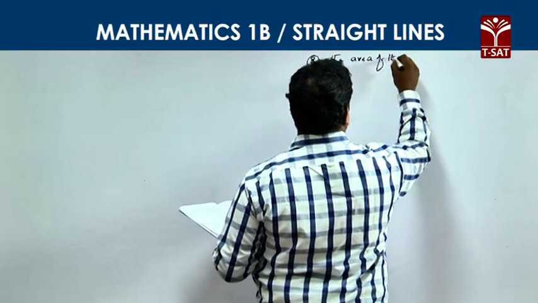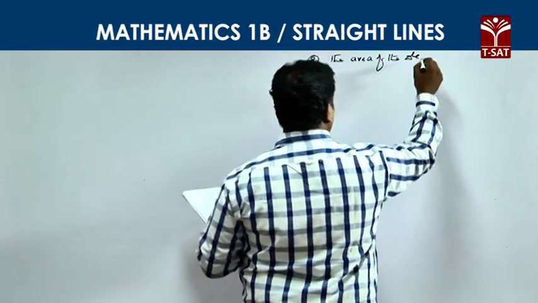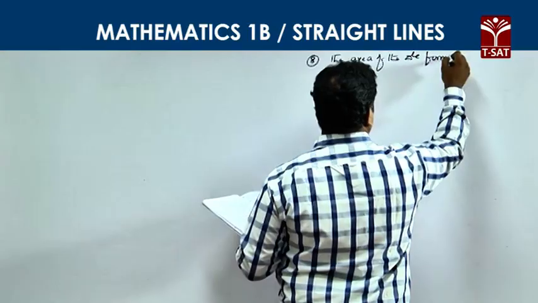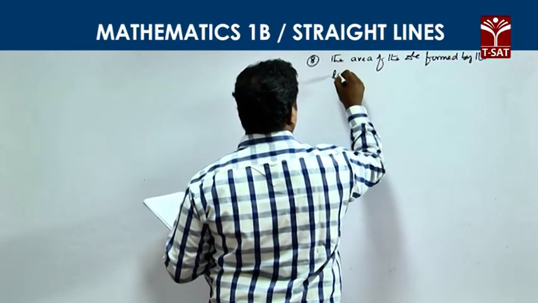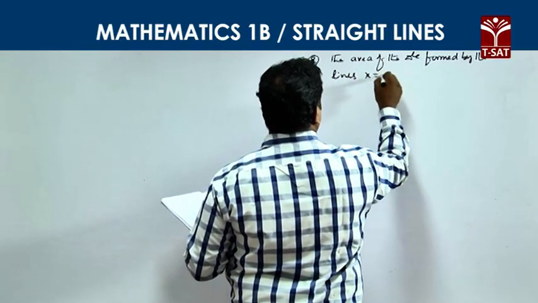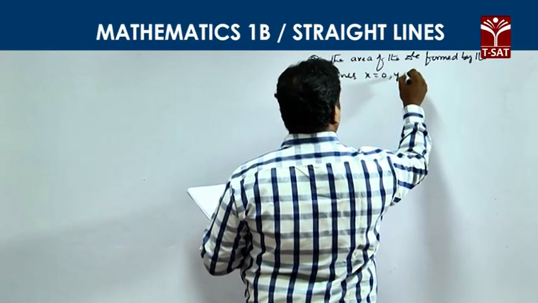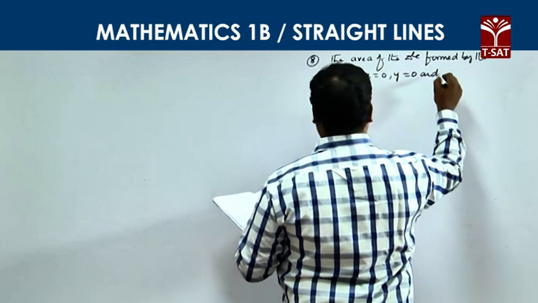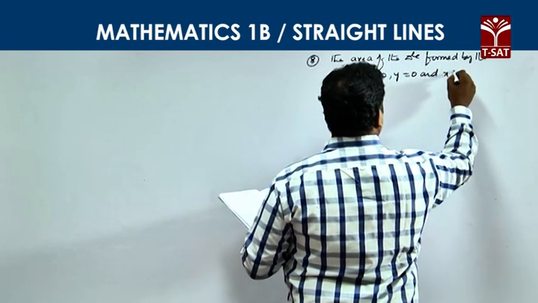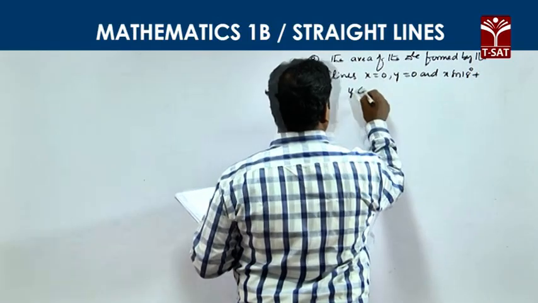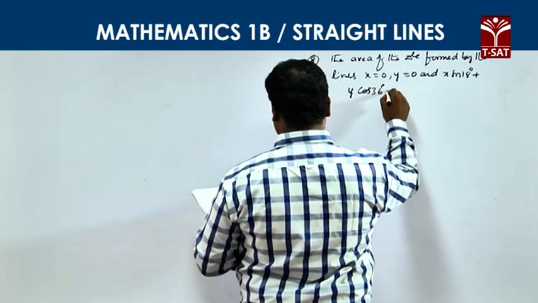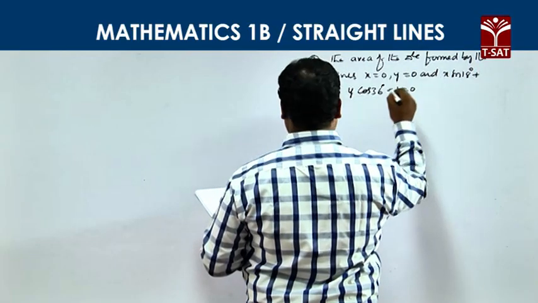Eighth one. The area of the triangle formed by the lines x equal to 0, y equal to 0 and the line x sin 18 degrees plus y cos 36 degrees plus 1 equal to 0.